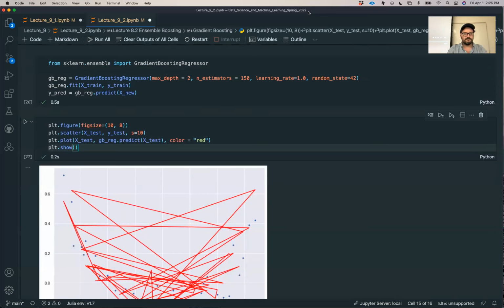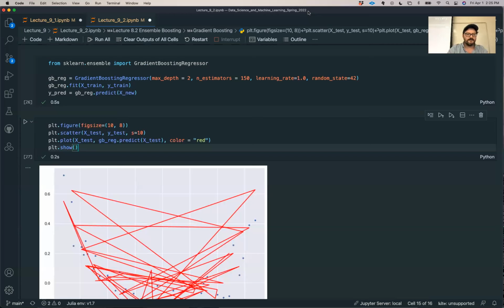Y predict that, and then points equals x for x and zip x test. You'll understand why I'm doing this in a moment. Y predict, points. Okay, those are the x value, y value, x value, y value.